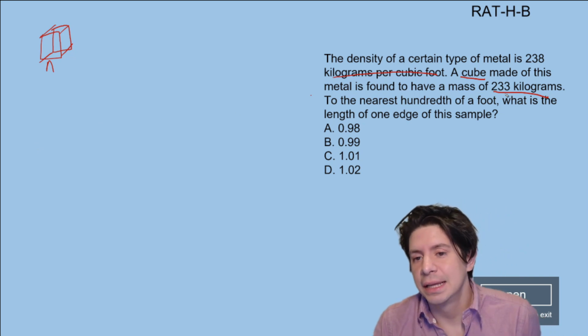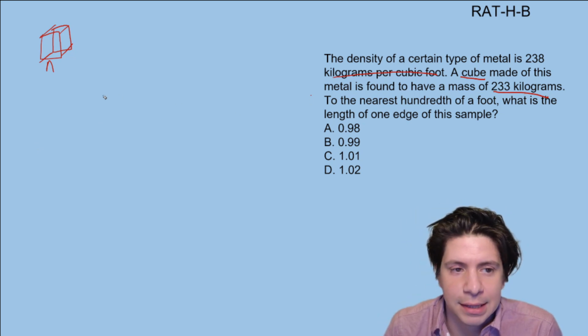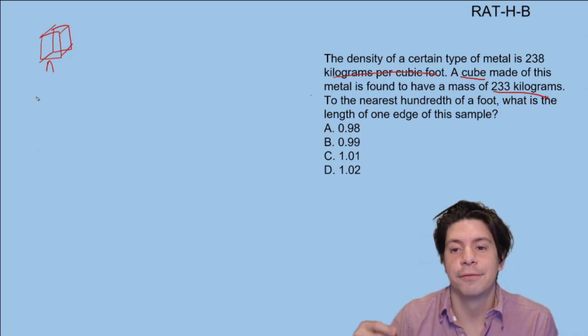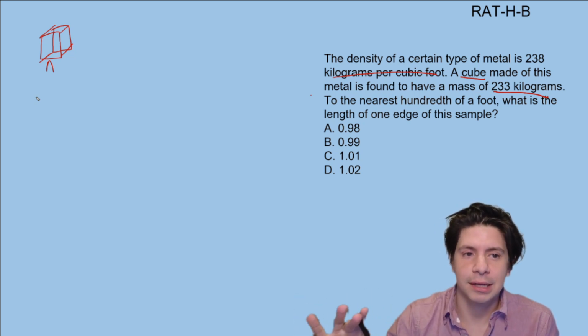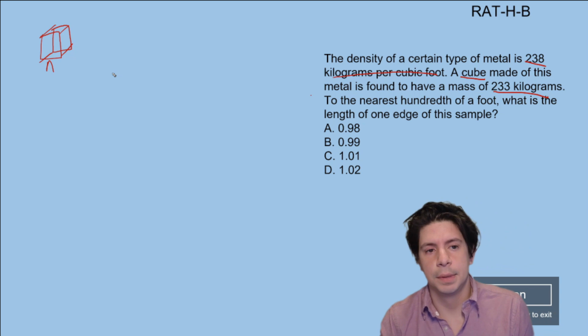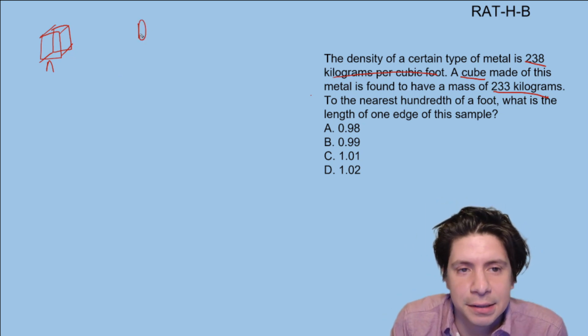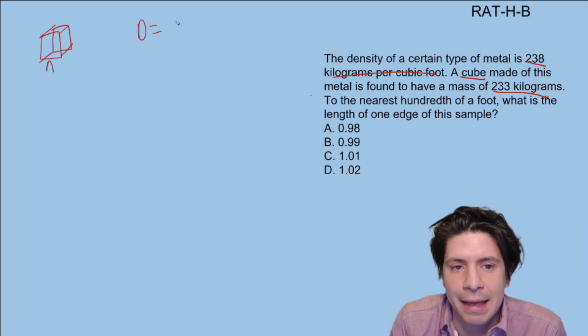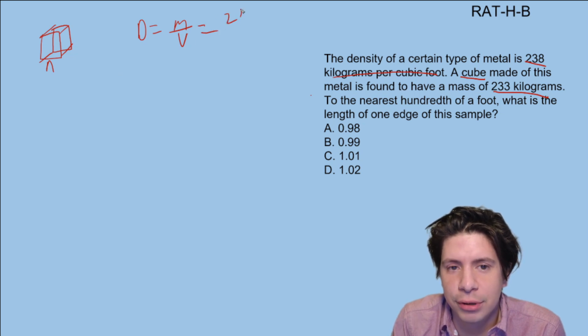Okay, so we're going to take the 233 kilograms, right? And that's the mass that we're dealing with, and we're going to convert that into volume and then convert the volume into edge length, right? Now remember, density equals mass divided by volume, right? So here we have 238 kilograms over 1 cubic foot.